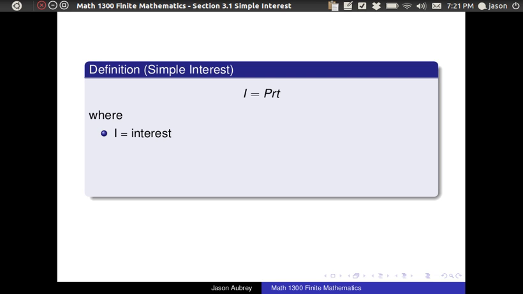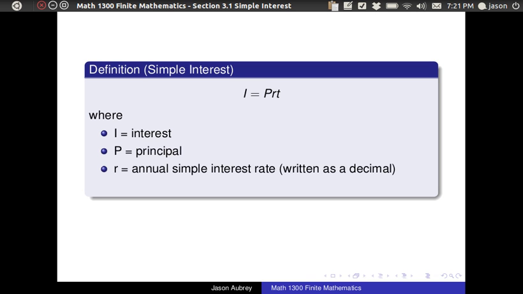First, the definition of simple interest is mathematically I equals PRT, where I is the interest amount, P is the principal amount or the amount invested, R is the annual simple interest rate written as a decimal. So in problems usually it'll be expressed as a percentage, and you have to write that as a decimal. And then the time T is the time in years.